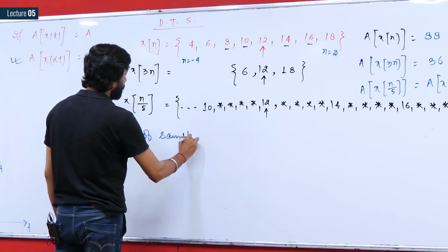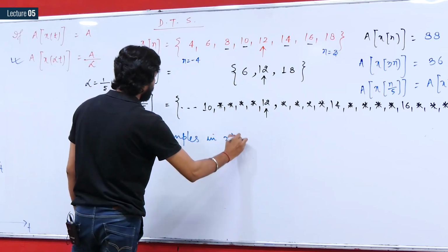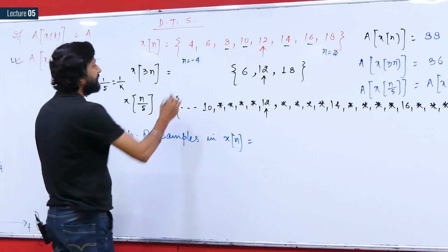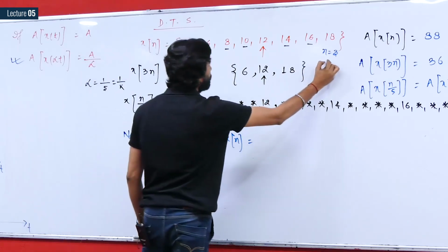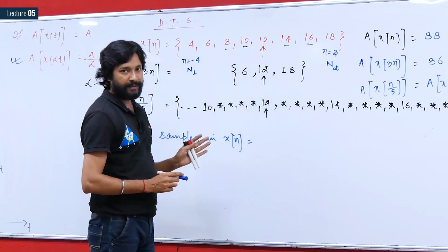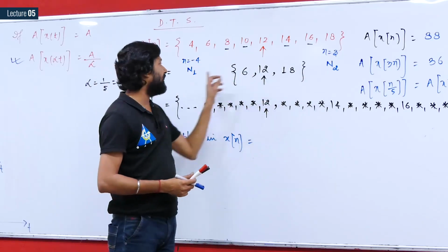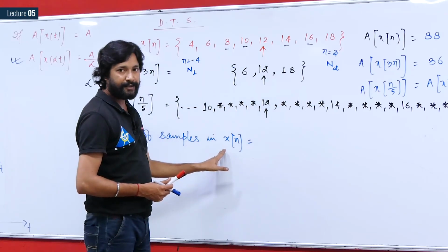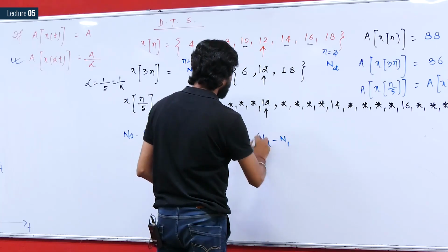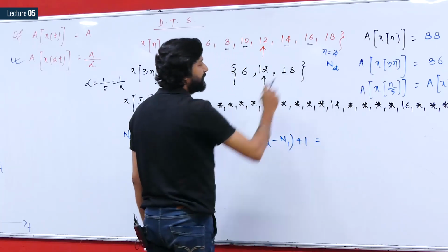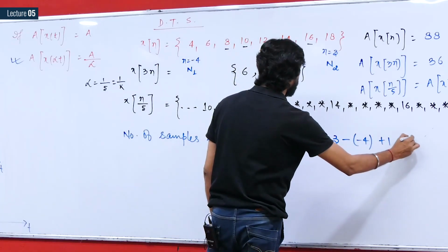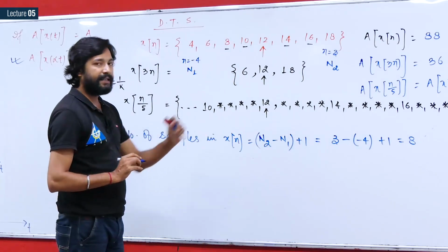If you talk about the number of samples in x of n, we have seen how we can define the number of samples in a discrete time signal. If the signal is existing from n1 to n2, where n2 is the rightmost limit and n1 is the leftmost limit, then the total number of samples in x of n is given as n2 minus n1 plus 1. So in this case, the number of samples in x of n would be 3 minus of minus 4 plus 1, that is equal to 8. So in x of n there are 8 samples.